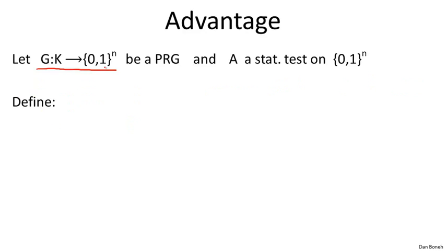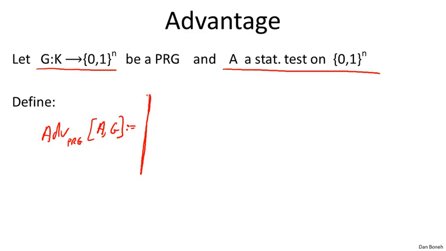So here we have a generator that outputs n-bit strings, and we have a statistical test on n-bit strings. And we define the advantage of this generator, I'll denote it by advantage sub PRG. The advantage of the statistical test A relative to the generator G, I'll define as follows. It's basically the difference between two quantities. The first quantity is how likely is the statistical test to output 1 when we give it a pseudo-random string. Okay, so here k is chosen uniformly from the seed space.